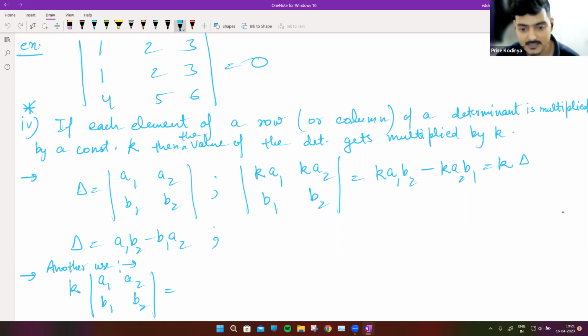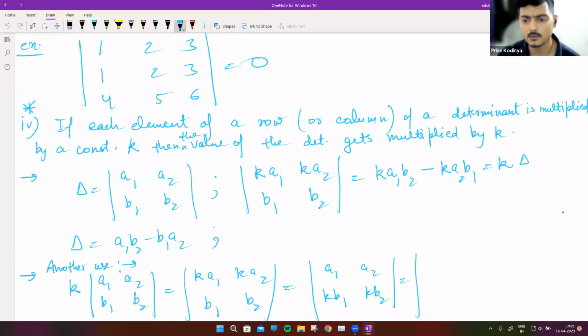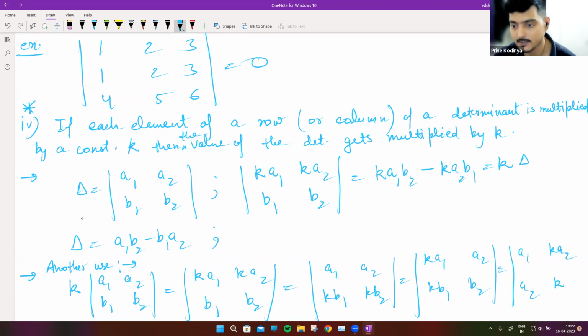So if I take this k inside, this will get multiplied either with the first row, and the second row will be the same, no change, or with the second row, and then the first row will remain the same, or with the first column, or with the second column. Everything is the same. But always remember, we can only take this constant inside with one row or one column. Whatever row or column you choose is up to you.